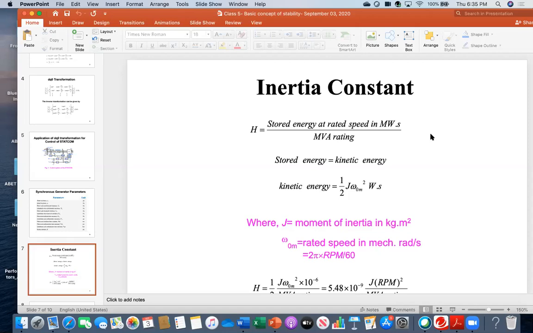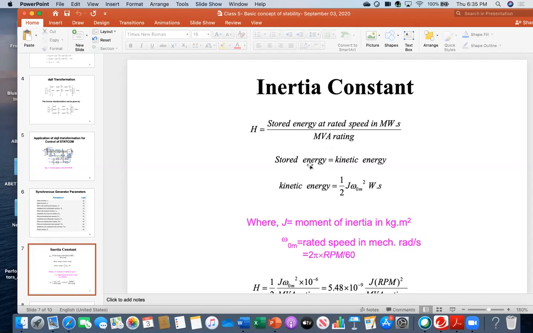It is not directly proportional, I am not saying that, but it has a relationship very similar to linear. With the increase of the machine rating, the H value increases. With the decrease of the machine rating, the H value decreases. And that H value has a huge impact on the system stability. So that is my definition of H.